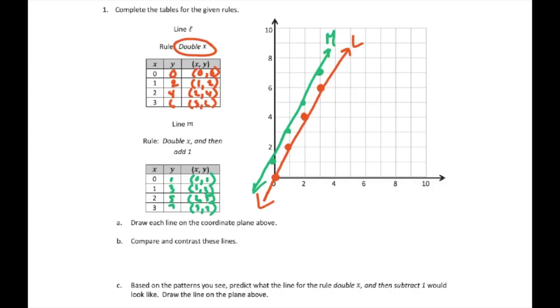And the last part says, based on the patterns you see, predict what the line for the rule double x and then subtract 1 would be. So we have seen that before. When you subtract from x, we would then fall below line L. We would be closer to the x-axis. So if we could make a prediction, if we're subtracting 1, then we could say that the line would probably fall around there. Okay, if you guys have any questions, you could always ask your teacher.